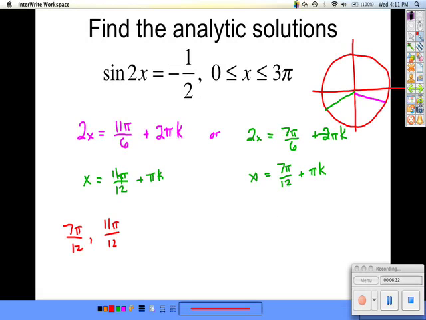I can try adding on another full pi. So 21 pi over 12 plus 12 pi over 12 is 33 pi over 12. I'm sorry, this is 23 pi over 12, and this would be 35 pi over 12. If I add on one more full pi, I'm bigger than 36 pi over 12, which is what 3 pi would be. And if I try and subtract 12 pi over 12 from 7 pi over 12, I go negative. So there are 4 solutions to this equation.